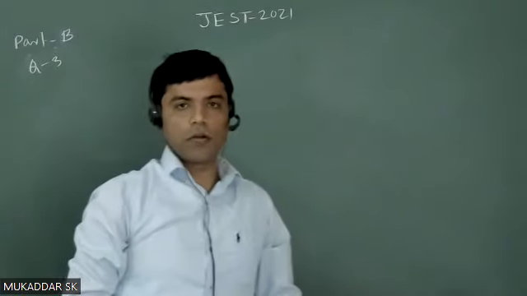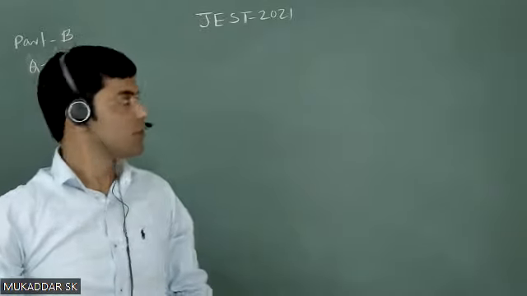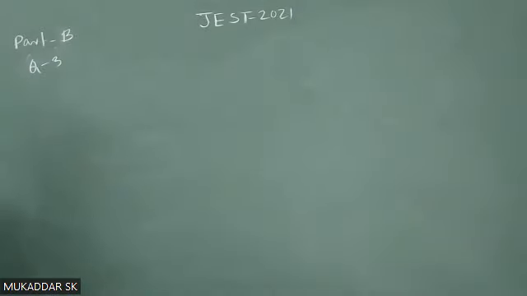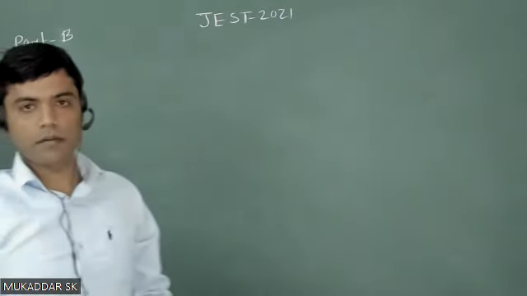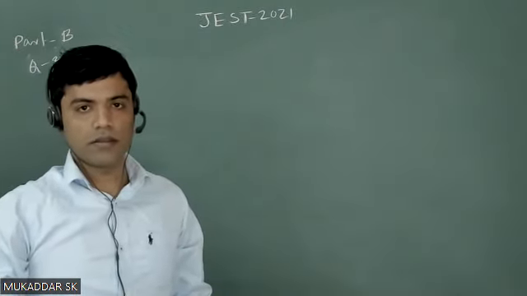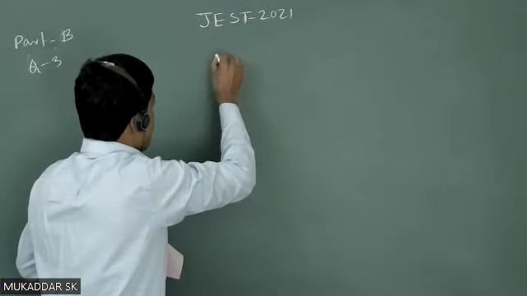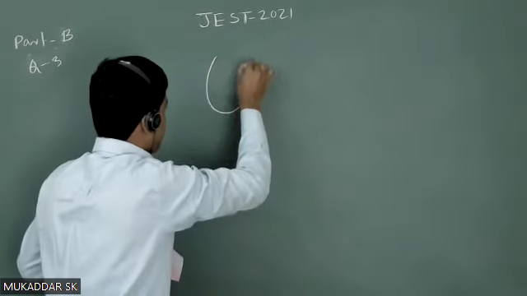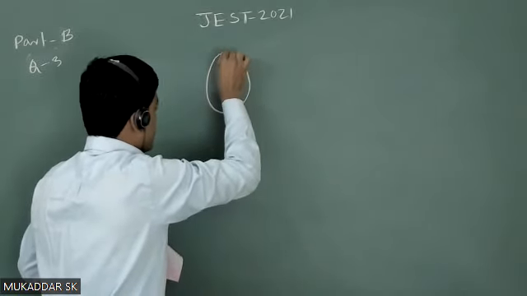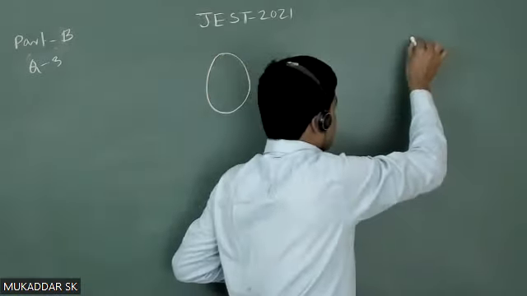Hello students, today we are going to solve one more problem from JEST 2021. It's Part B question number 3, and this question is from optics, basically from polarization. In that question, it is given that you have two crossed polarizers.